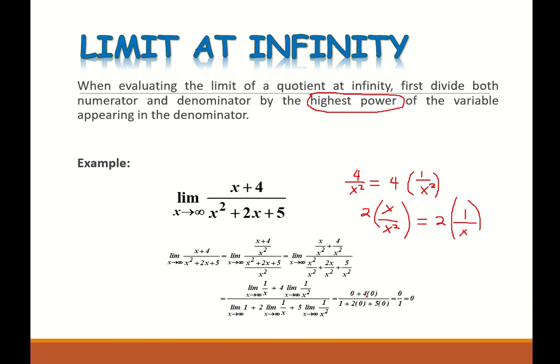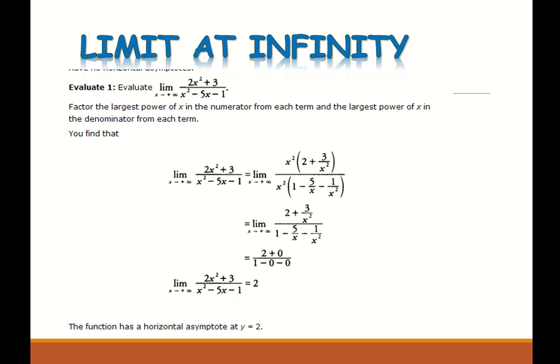Okay, so evaluating this, we have therefore 0 over 1, which is equal to 0. Okay, so that's the first example for evaluating limits of a rational function. Now, another example: evaluate the limit of 2x squared plus 3 divided by x squared minus 5x minus 1 as x approaches positive infinity.